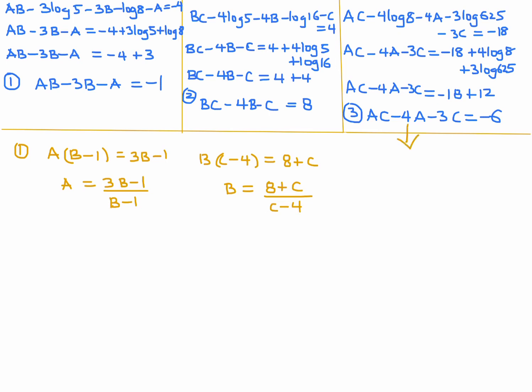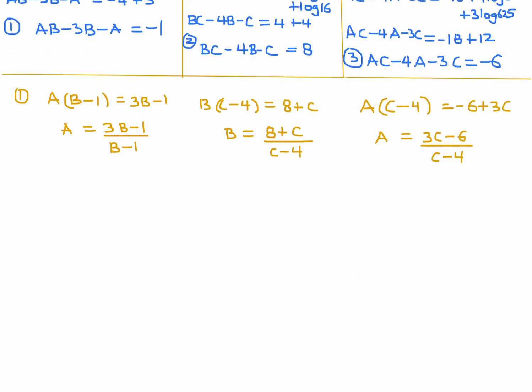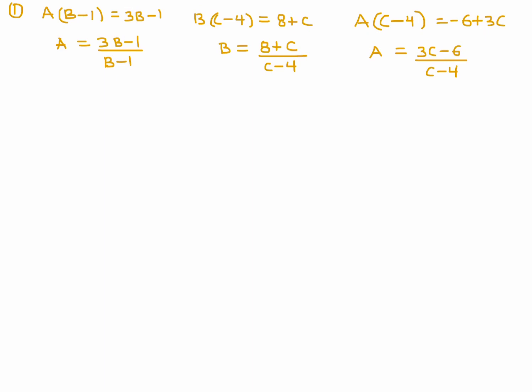And then this one, let's see, we get a in terms of c. I think that will be helpful. So I factor out an a, I'll get c minus 4. And then there'll be minus 6 plus 3c on this side. So a is equal to 3c minus 6 over c minus 4. All right, great. So again, we have some very good, easy to work with variables.